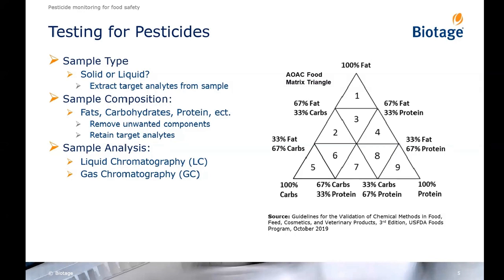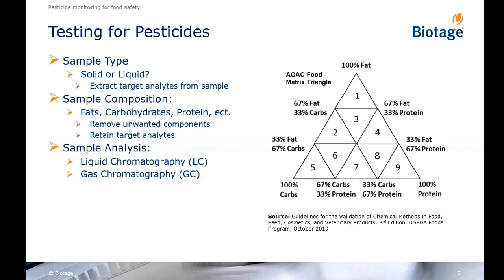And if you look at the triangle to the right, you can see the AOAC food matrix triangle is a ranking system that allows laboratories to rank their sample composition. And it can range in percent fat, percent carbs, percent proteins, and anything in between.